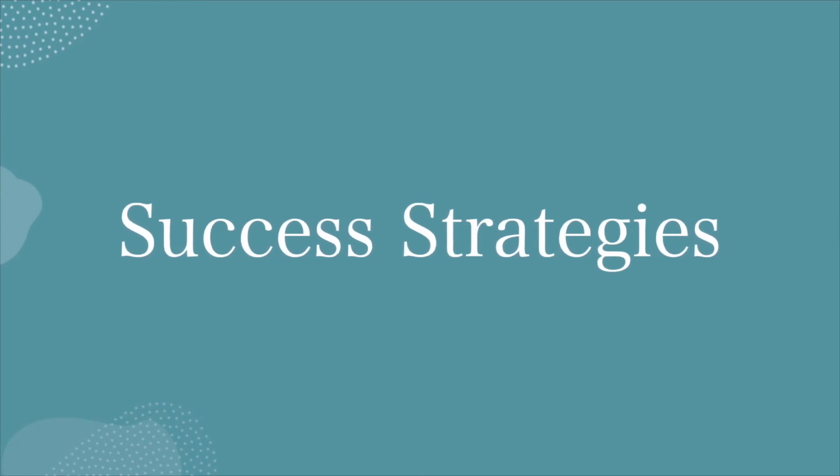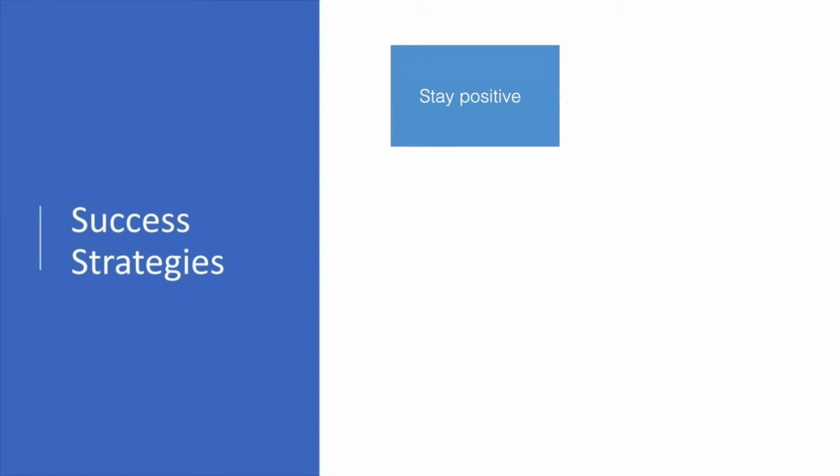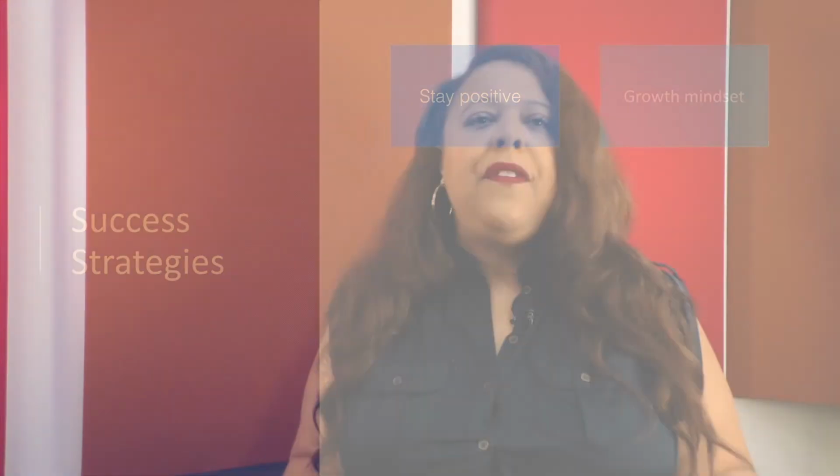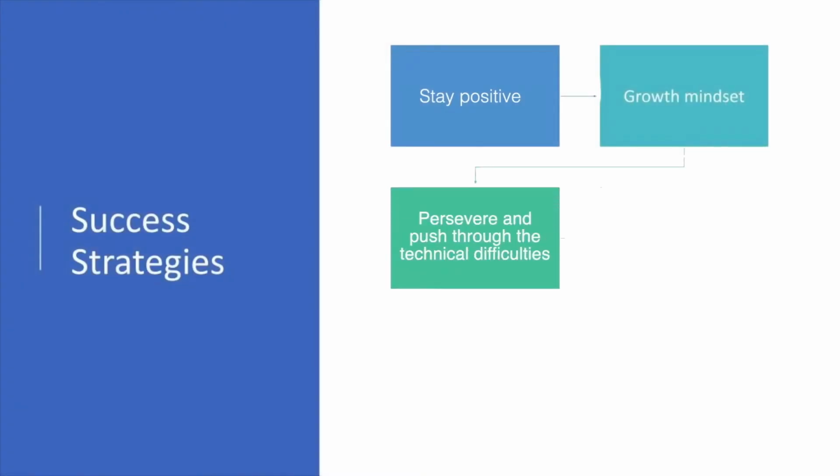Now, let's talk about some success strategies. Rule number 1, you have to stay positive. This is a journey. Yes, we already know it's hard, but you can do this. Have a growth mindset. Even when things go wrong, even when you need to talk to the technical assistants, even if you can't find exactly what you're looking for in terms of your research, stay positive, persevere, and push through it all. Push through all the technical difficulties. You have exactly what it takes.